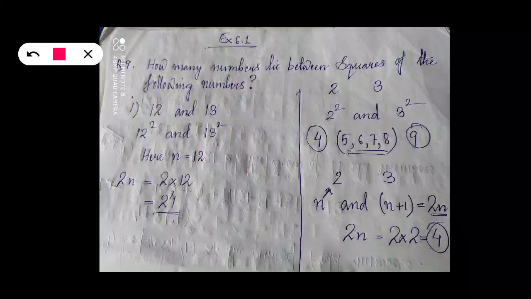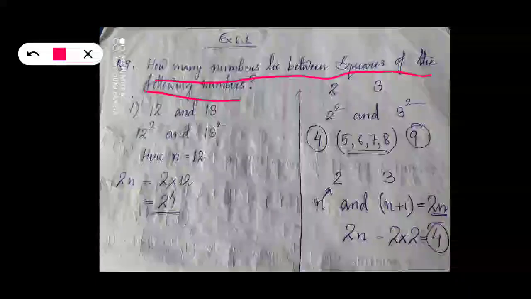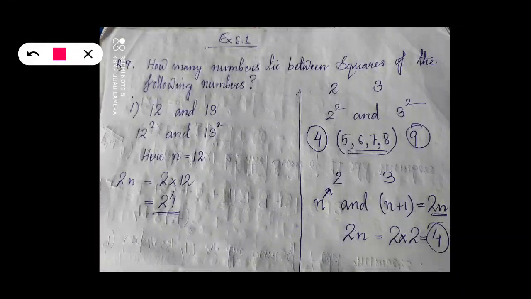Okay students, this is question number 9 of exercise 6.1 and this is the last question of this exercise. So let's start this. Let's read out the question. How many numbers lie between the squares of the following numbers? How many numbers lie between the squares of any two given numbers?